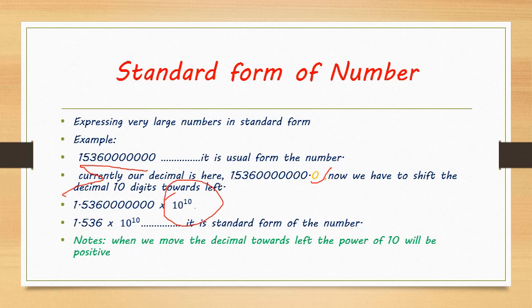When you shift this decimal towards the left, you just write into 10 to the power 10. Why is 10 positive? Because we are moving towards the left. There are no values in these zeros, so we write 1.536 into 10 to the power 10, and this is the standard form of the number. So you have to remember, when you move your decimal towards the left, the power of 10 will be positive. Okay.